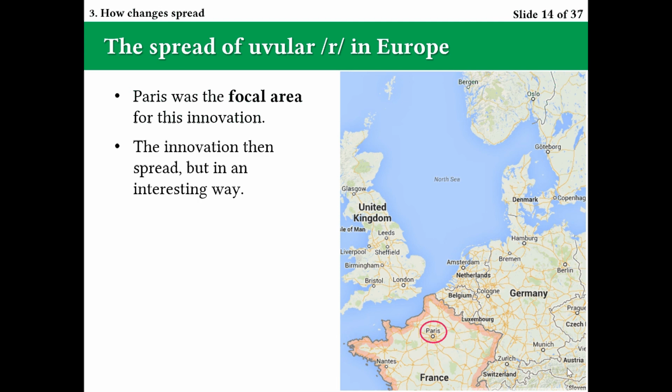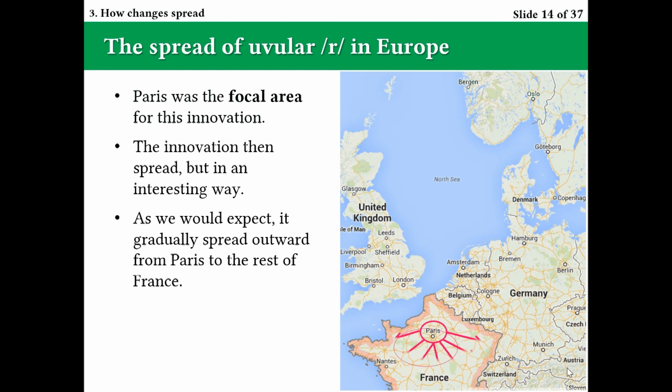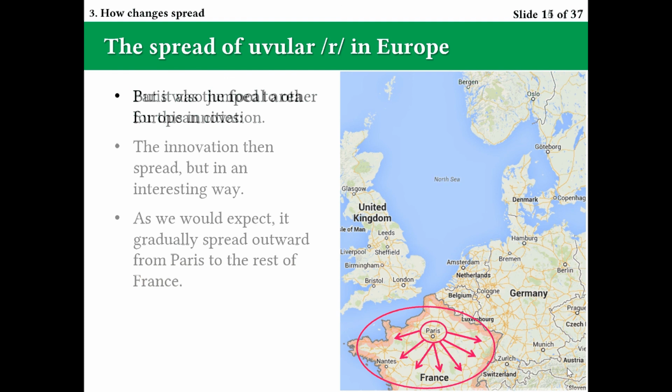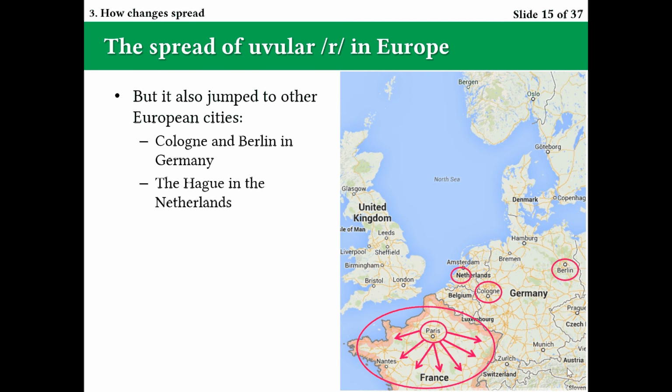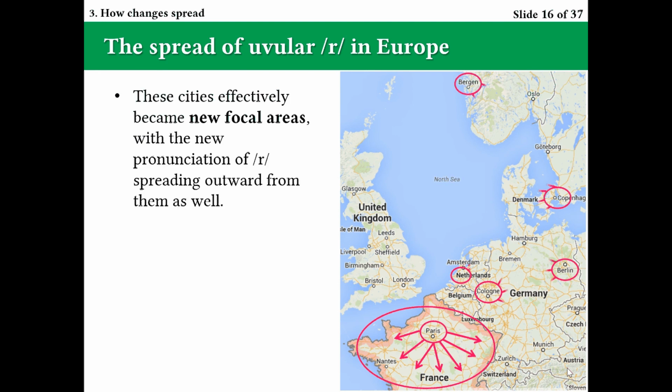So this innovation spread from Paris, but it spread in a kind of interesting way. As you'd expect, it spread gradually out from Paris to the rest of France. But it also jumped, sort of leapfrogged, to other cities in Europe. So it spread in Germany to Cologne and Berlin, to The Hague in the Netherlands, to Copenhagen in Denmark, and to Bergen in Norway. And then what effectively happened is that each of these cities where the change leapfrogged to also became new focal areas. And so the new uvular pronunciation of R started spreading outwards from these cities to the neighboring countryside as well.